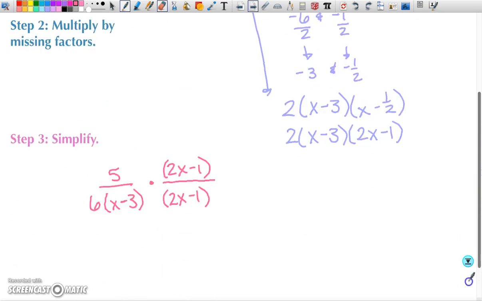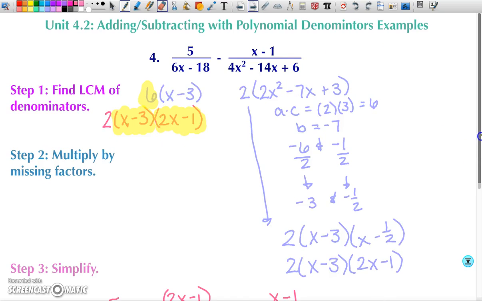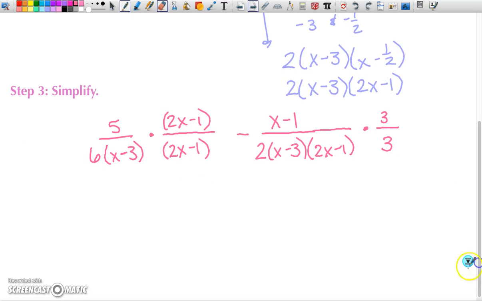Then we have our subtraction, and our second term here is x minus 1. And we are going to put that over our factored version right here of 2 times x minus 3 times 2x minus 1. And what do we need to multiply that by? Well, look back up at your least common multiple. We have the x minus 3 already. It's right here. We have the 2x minus 1 already. But all we have is 2, and we need it to be 6. So all we need is a 3 on top and bottom.